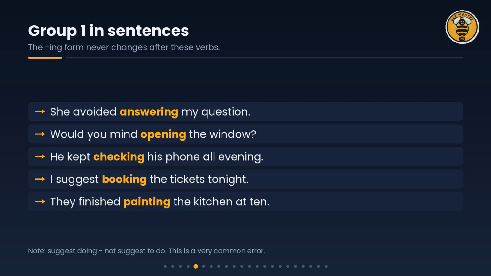Here is group 1 in real sentences. She avoided answering my question. Would you mind opening the window? He kept checking his phone all evening. I suggest booking the tickets tonight. They finished painting the kitchen at 10. Notice the last 2 carefully. We say suggest doing, never suggest to do. That is one of the most common mistakes in written English.